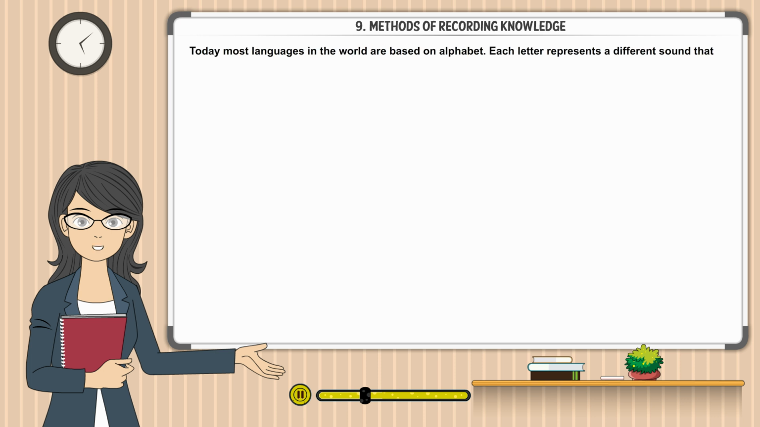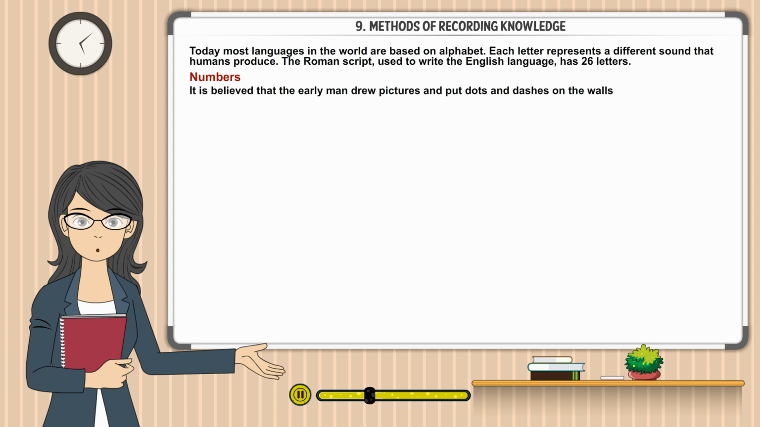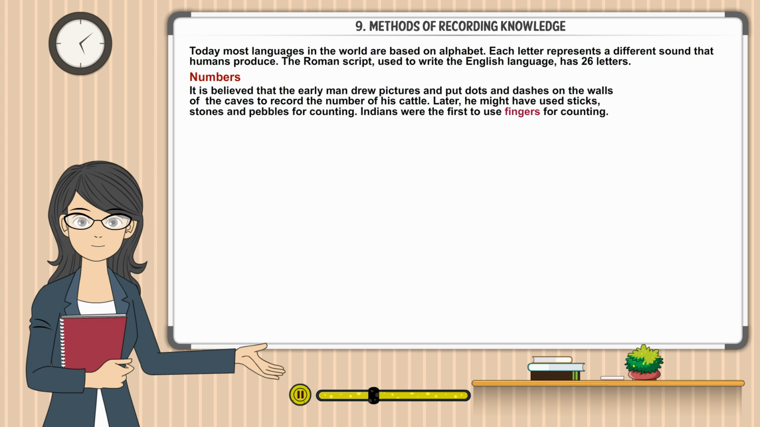Today, most languages in the world are based on alphabet. Each letter represents a different sound that humans produce. The Roman script, used to write the English language, has 26 letters. Numbers. It is believed that the early man drew pictures and put dots and dashes on the walls of the caves to record the number of his cattle. Later, he might have used sticks, stones and pebbles for counting.